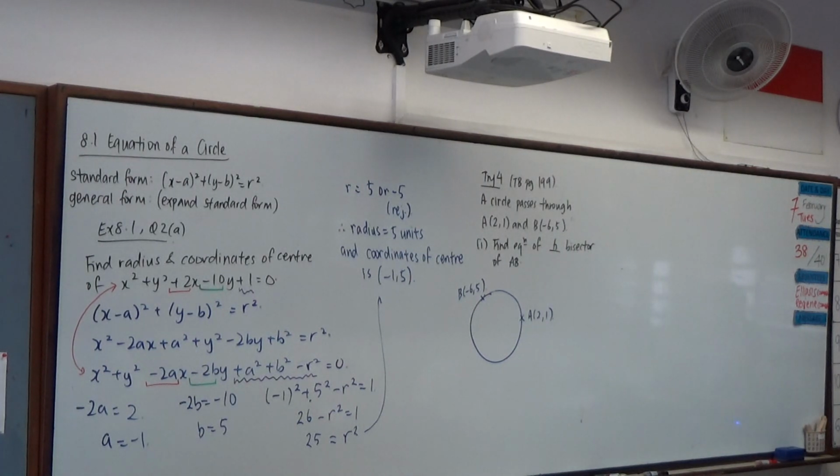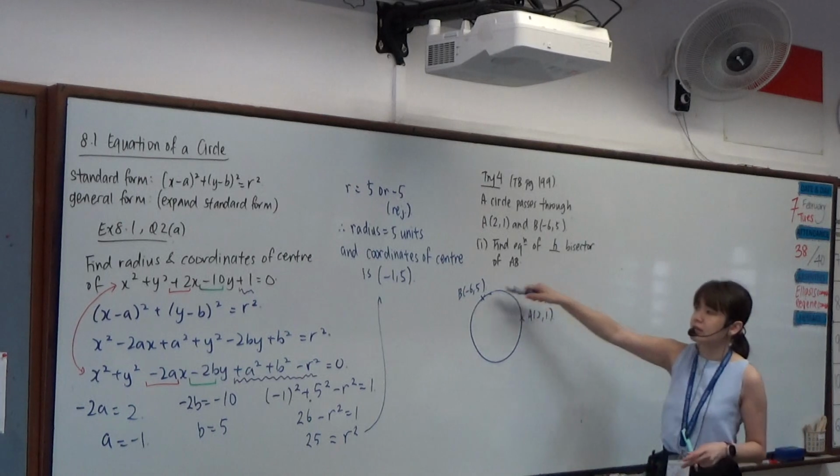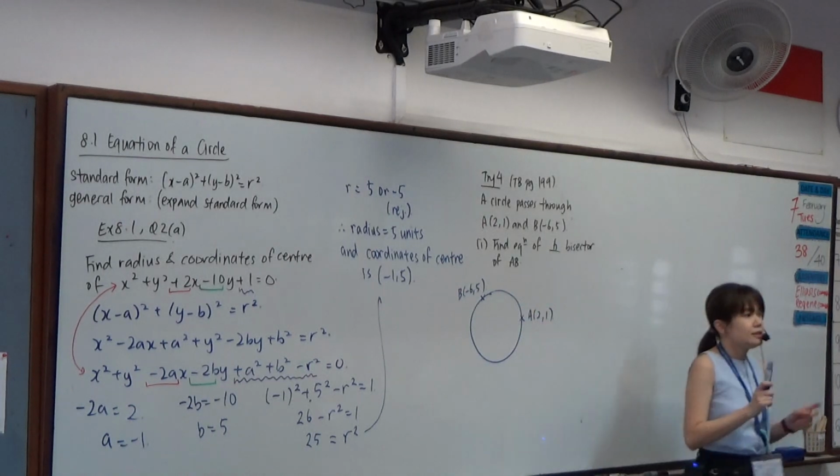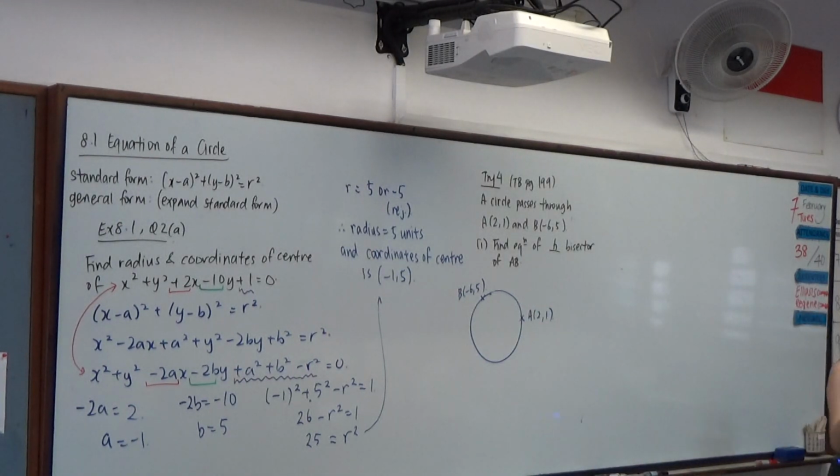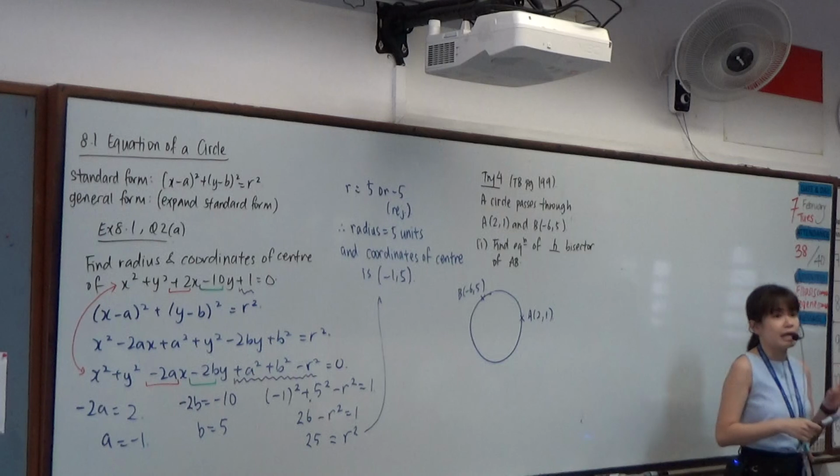Take note that in this question, they say that the circle passes through A and B. They did not say that AB actually forms the diameter. So it is very different from the question that we did yesterday. Do not make the assumption that the 2 points will connect to form the diameter.